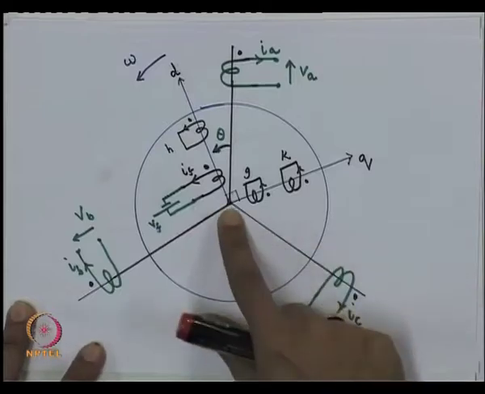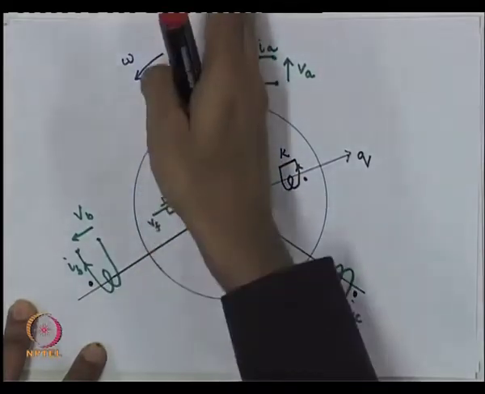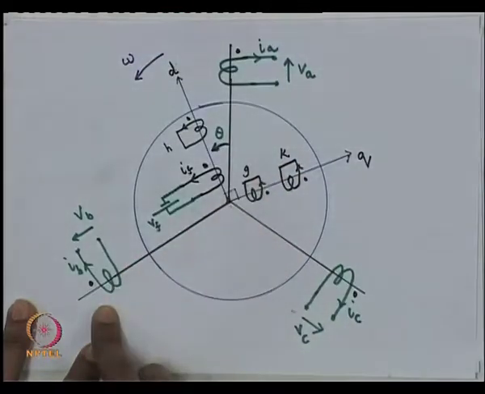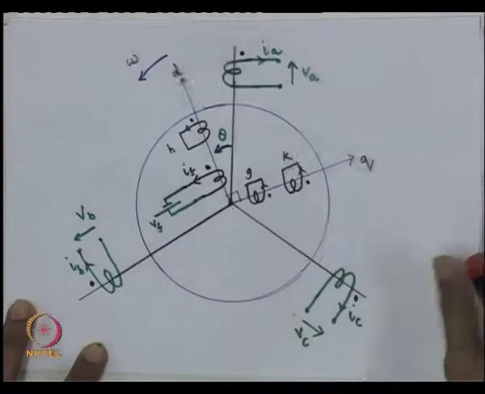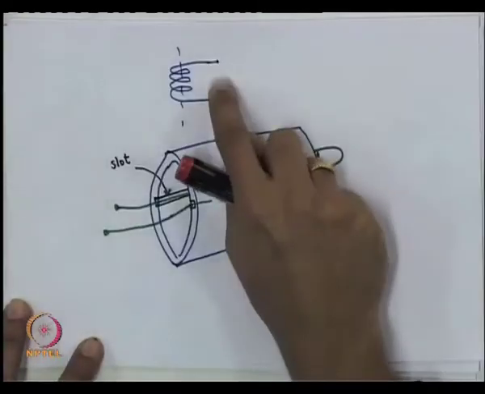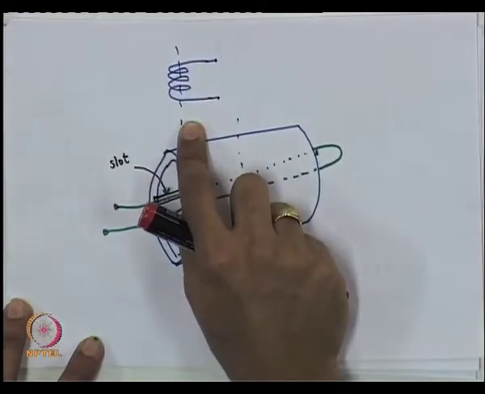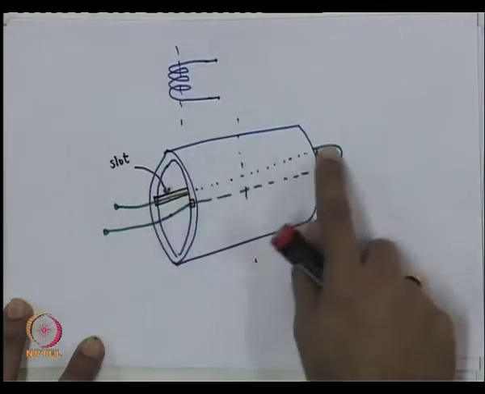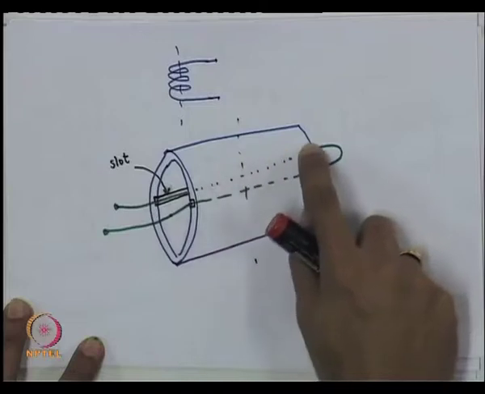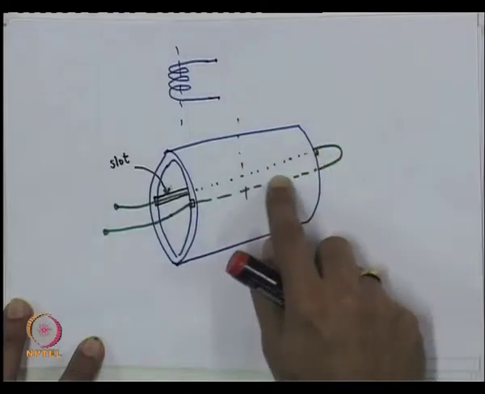I have talked of the axis of the field winding, this is the axis of the A winding, this is the axis of the B winding, this is the axis of the C winding. What do I mean? For example, when I say that this is the A winding and this is its axis, what I mean is, of course, that your A winding is wound like this, and this is the overhang portion or the end region of the machine.